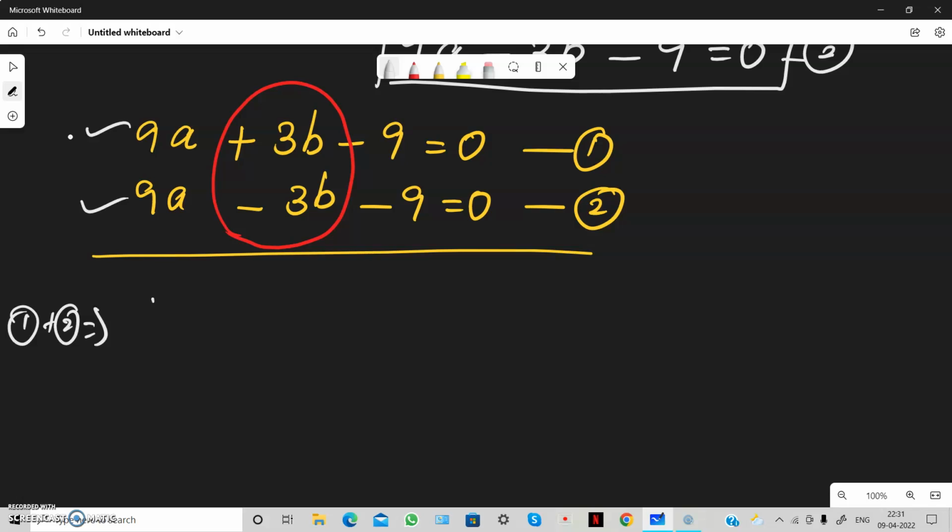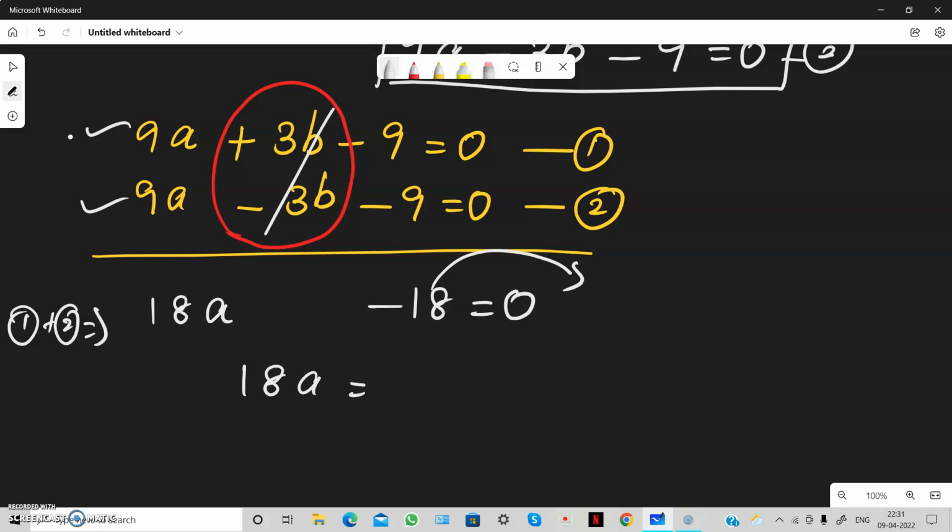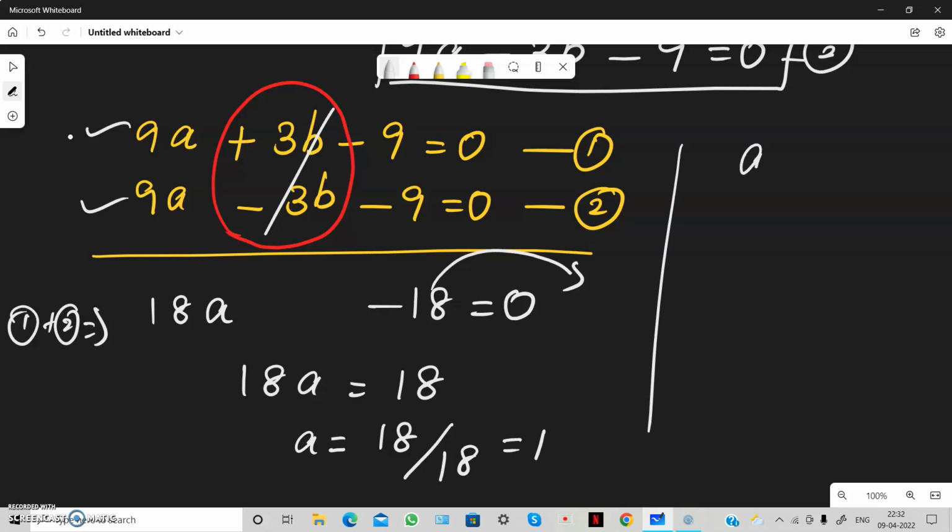If you add the first and second equation, what do you get now? 9a and 9a, so we get 18a. The 3b terms cancel to 0. Then negative 18 equal to 0. So 18a is equal to 18, you just transpose this 18 here, so that will be positive. So a is equal to 18 divided by 18. We get 1. So we found the answer for a, that is 1. What is left out? We have to find the value of b.